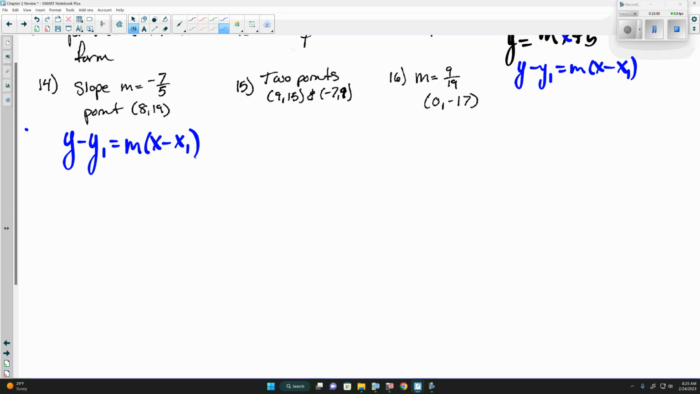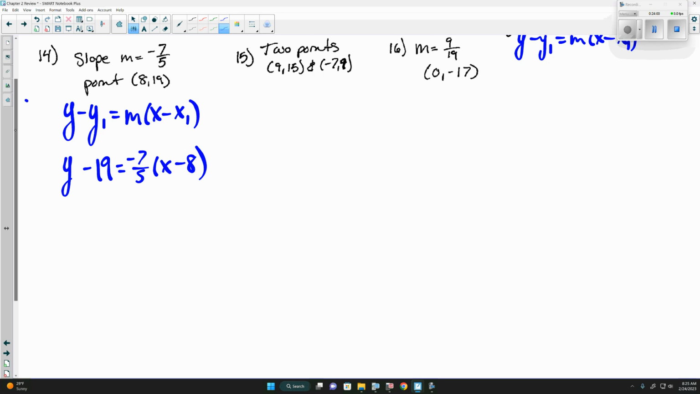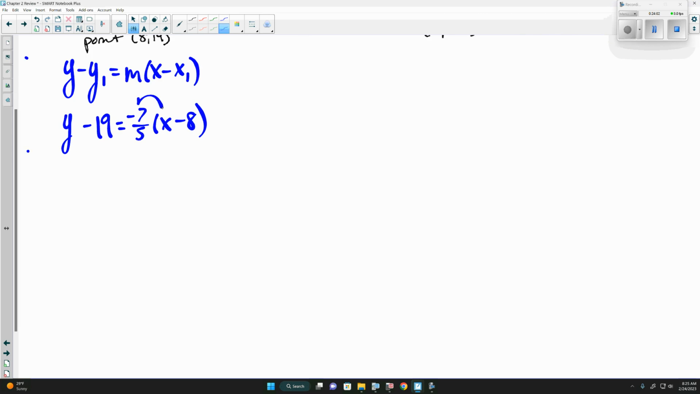So for this here, we can plug in the point 8, 19. So we have y minus 19 is equal to our slope, negative 7/5 times x minus 8. First thing we'll do is multiply through by the negative 7/5, which will give us negative 7/5 x, plus, negative and negative makes a plus. And if we multiply these together, we get 7 7's 49, 56 fifths.